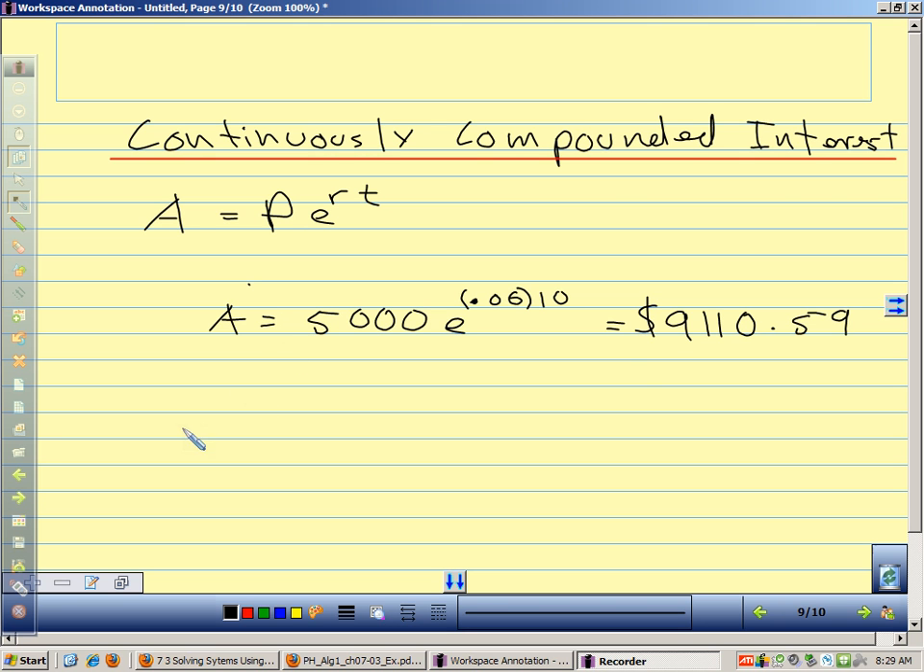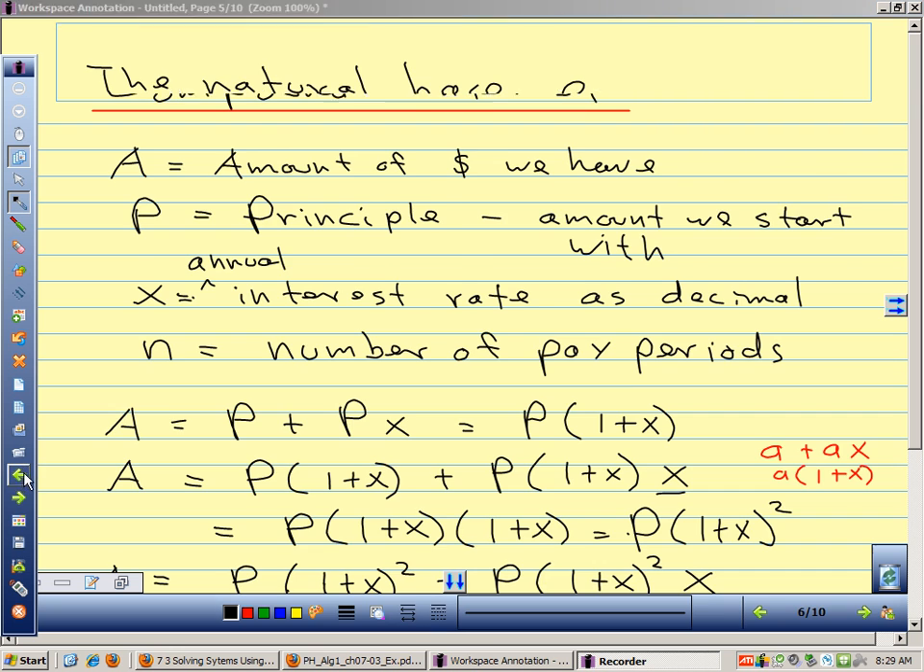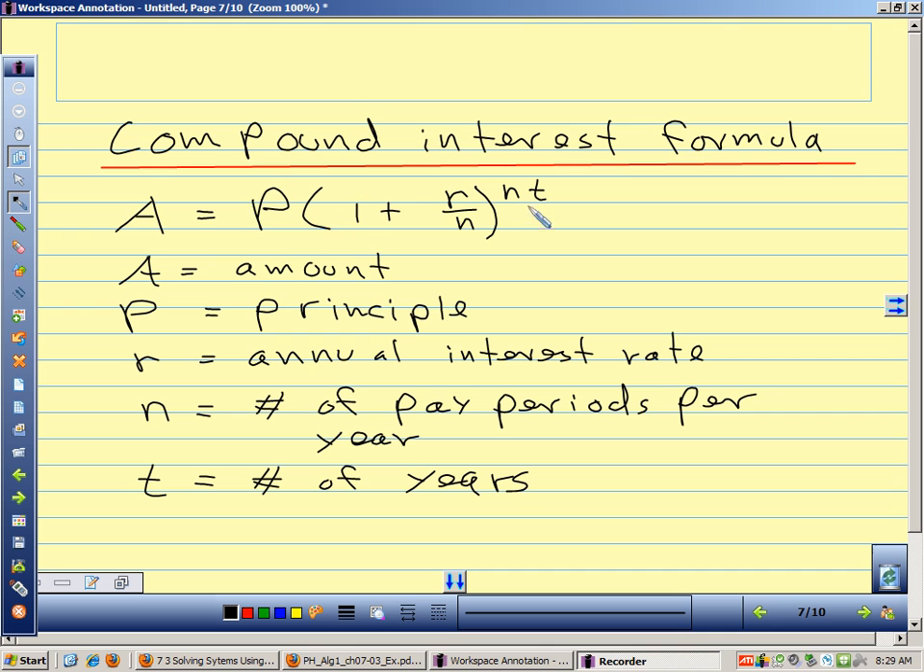And let me go back here real quick. You can see how this expression, this 1 plus 0.06 over 1 to the 10th power, looks like the formula that we used to calculate e. That's why when we compound continuously, as our compounding period gets smaller and smaller, our base turns into our special number e, because this formula and the one we're using here are essentially the same thing.